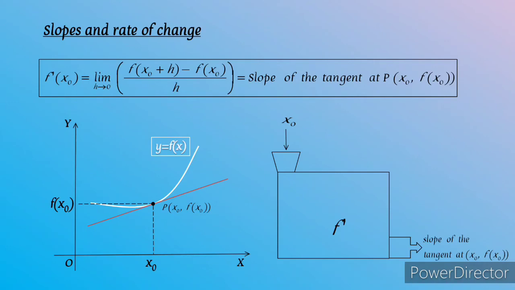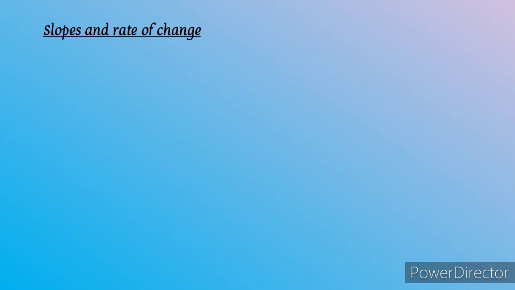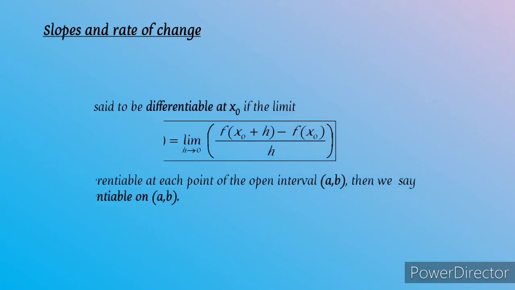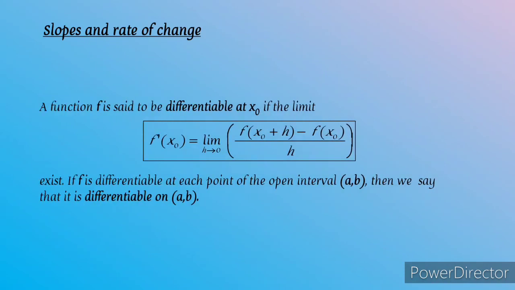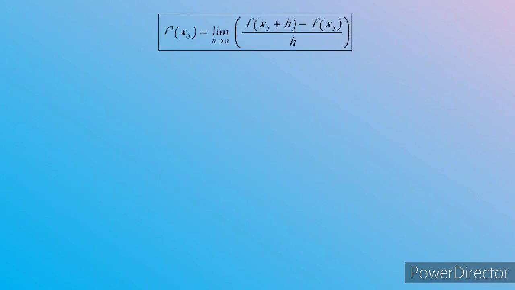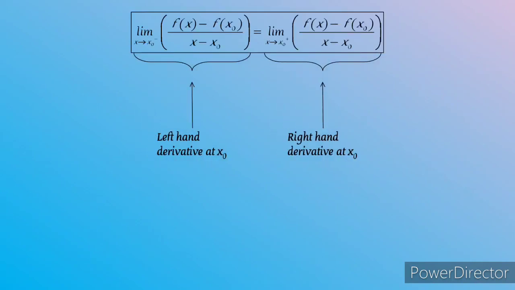From the discussion we have observed that the slope of a tangent is actually a limit, and while we know that a limit sometimes does not exist, for this reason we give the following definition. Now, the slope of a tangent is a two-sided limit, which will exist if and only if both the one-sided limits exist and are equal. We name these one-sided limits as the left-hand derivative and the right-hand derivative.